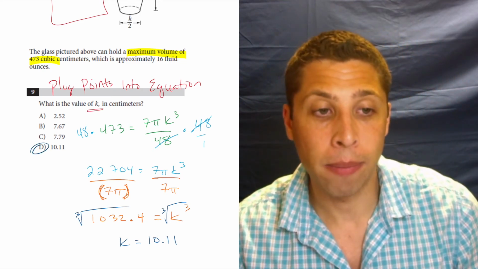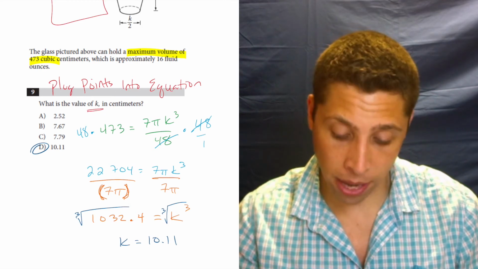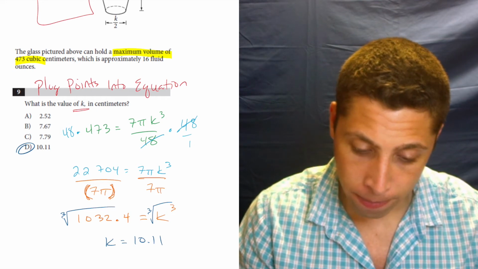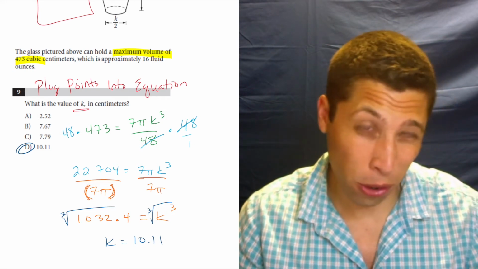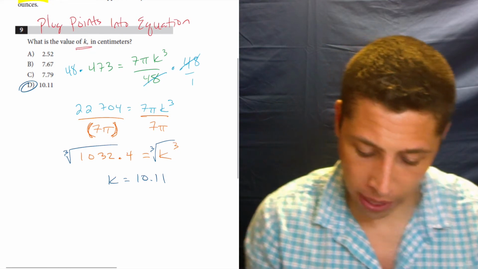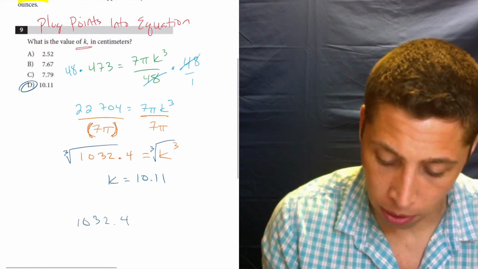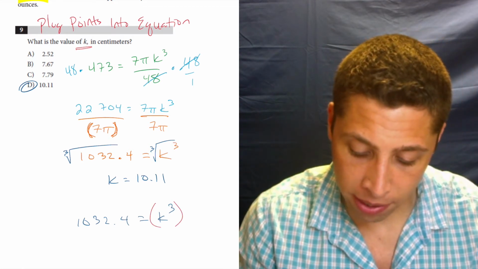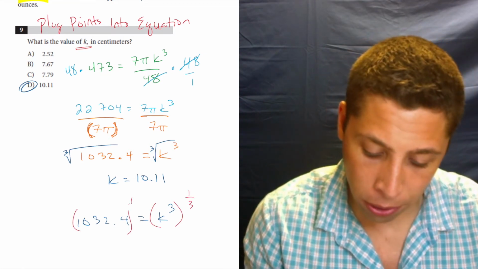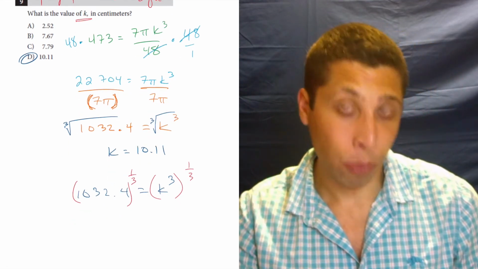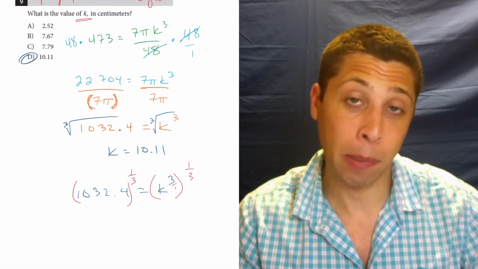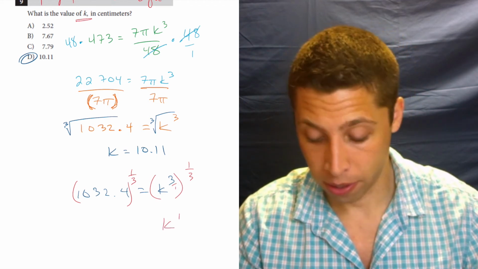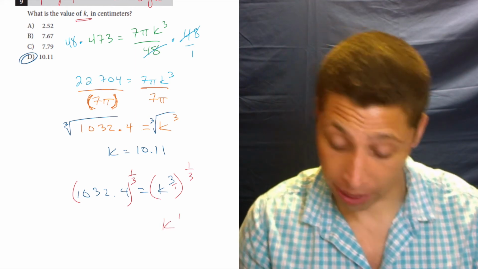But if you're having trouble with exponents and how to do them, one other way that we could put this in the calculator is we could do to the 1/3. So if I had 1032.4 equals k to the third, one thing I can do is I could raise both sides to the 1/3. And the reason that that's helpful for us is when we raise a power to a power, it multiplies the exponents. So 3 times 1/3 is 1. So we get the k down to 1.